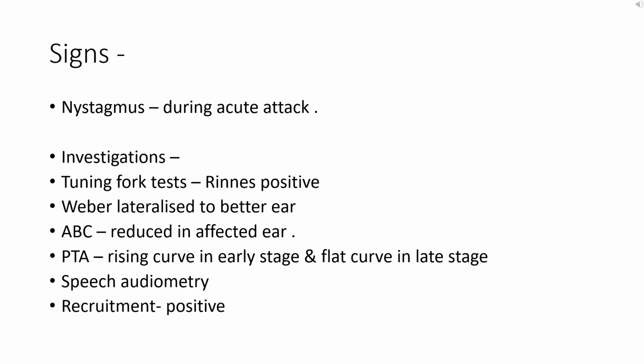And what are the important relevant investigations that can be done in a case of Meniere's disease? We can do a tuning fork test that will show Rinne's positive. That means the patient will have sensorineural kind of hearing loss. Weber will be lateralized to the better ear. Again, that indicates sensorineural hearing loss. ABC, that is absolute bone conduction, is reduced in the affected ear. Again, that indicates sensorineural hearing loss. Also in the PTA, we will see a rising curve in early stages and a flat curve in late stages. I will explain it later from the diagram also.